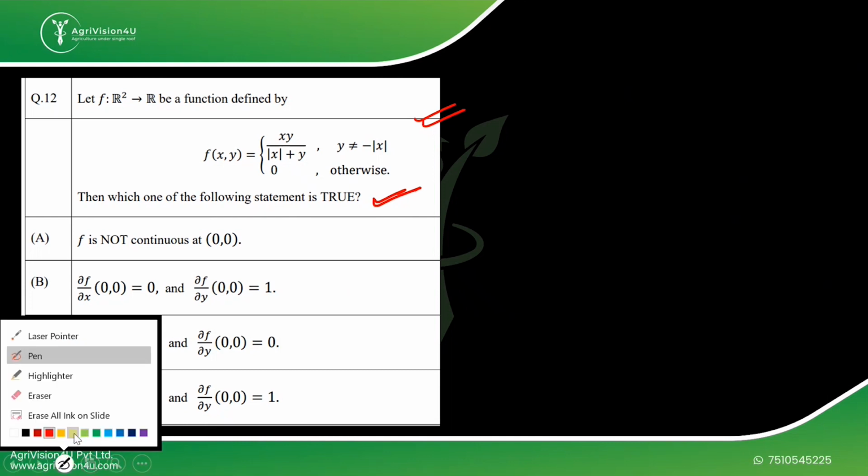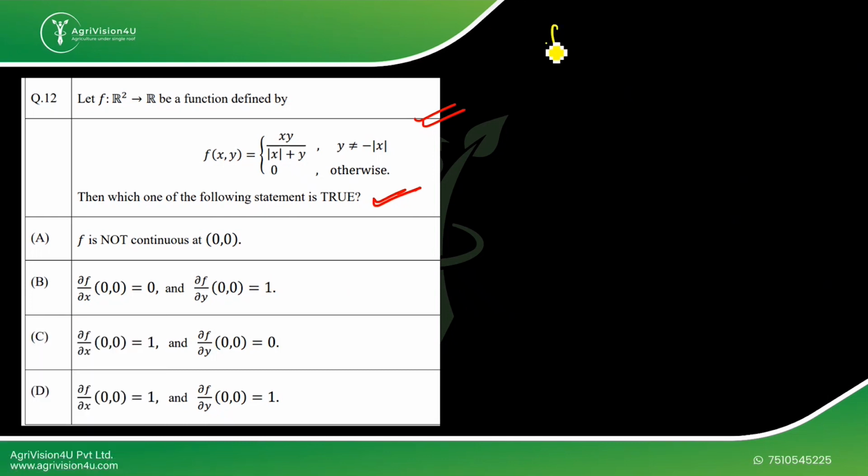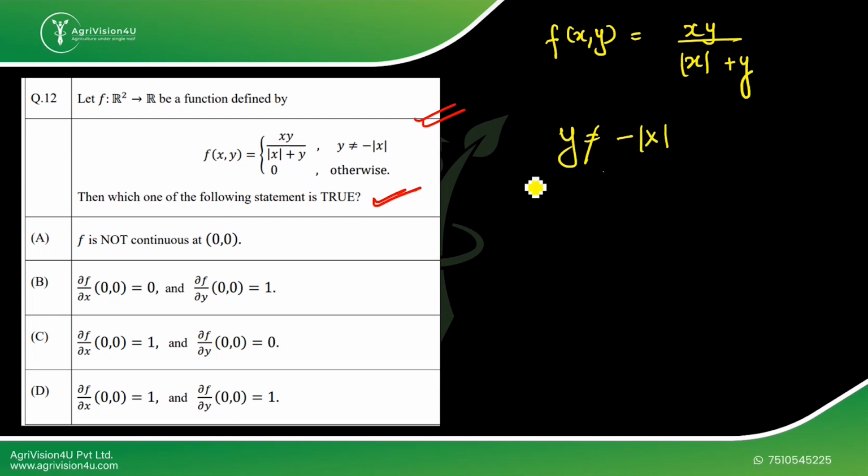So how to proceed for this? What is the function that is given? f(x,y) will be xy upon mod x plus y, when y is not equal to minus x, and otherwise it will be 0.